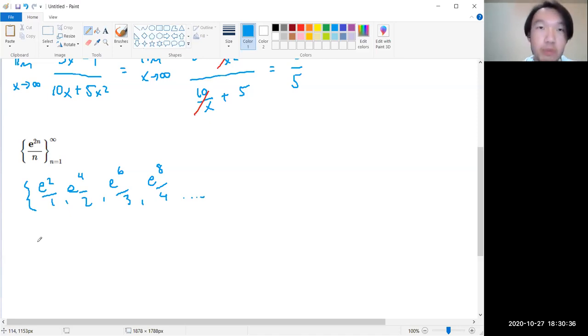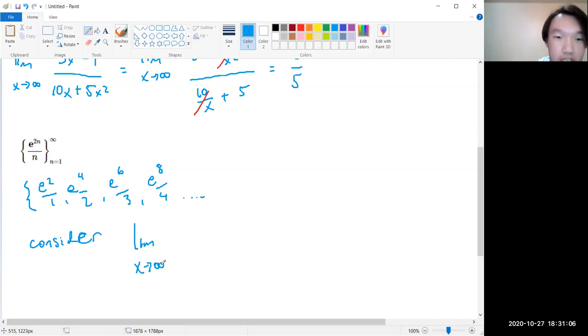You can use L'Hopital's rule, but just remember that L'Hopital's rule is used for evaluating limits of functions. This is not a function, this is a sequence. So what we do is we just change it to a function. So consider the limit as x approaches infinity of e to the 2x over x. So here we have a function now. That means we can use L'Hopital's rule because we have a function.